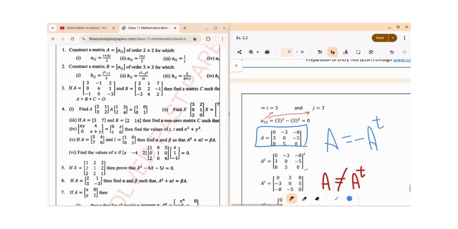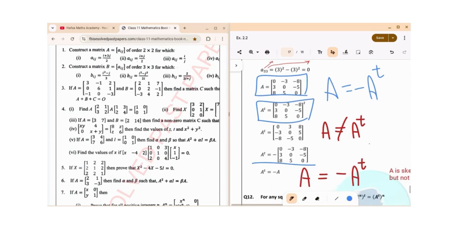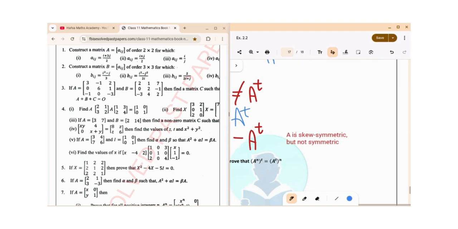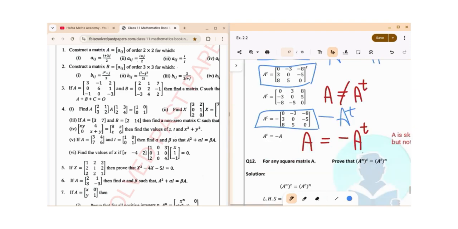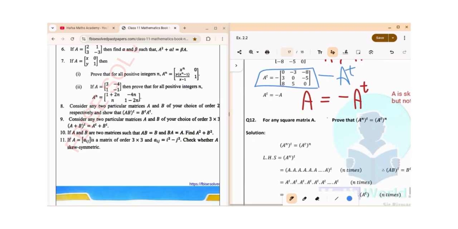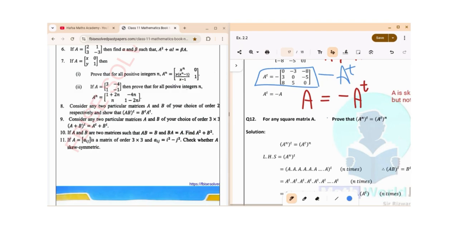So what we're going to do is first find the transpose, and then multiply it with the negative. So it's just going to be the negative transpose of the matrix. As you can see over here, I wrote it as skew symmetric but not symmetric, but in your book it's only asking for skew symmetric, so you don't need to write that statement. All you have to do in the end is write that A is skew symmetric, proved.